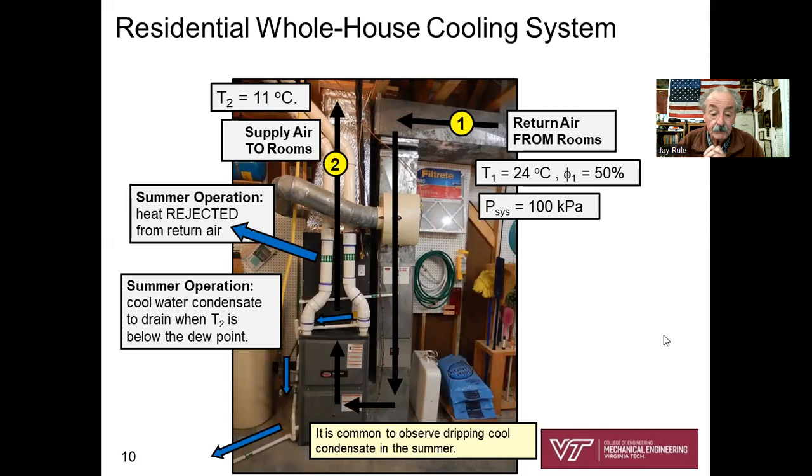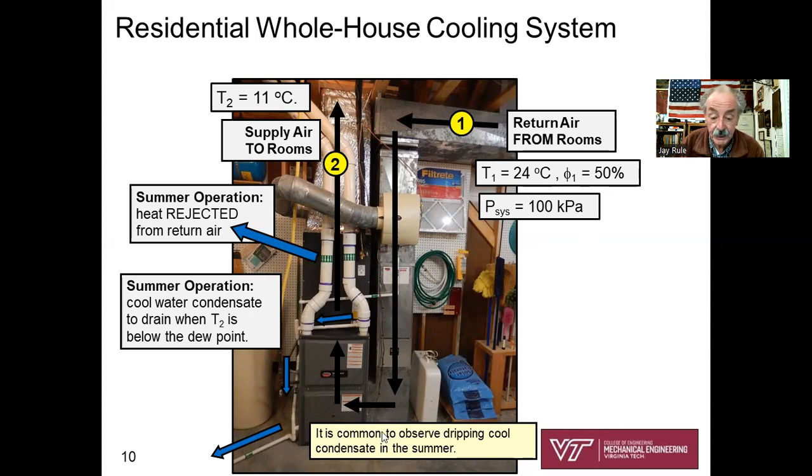Here's a repeat image of our air handler showing only the cooling situation. Let's start with a sketch. Here, I've labeled this state 1, return air from the room. Then here's our evaporator coil. This is where heat is rejected from the air, to state 2, cooling supply air going back to the rooms at 11 degrees C. Okay, so state 1, I forgot to read this off: 24 degrees C at state 1 and 50% relative humidity at state 1.